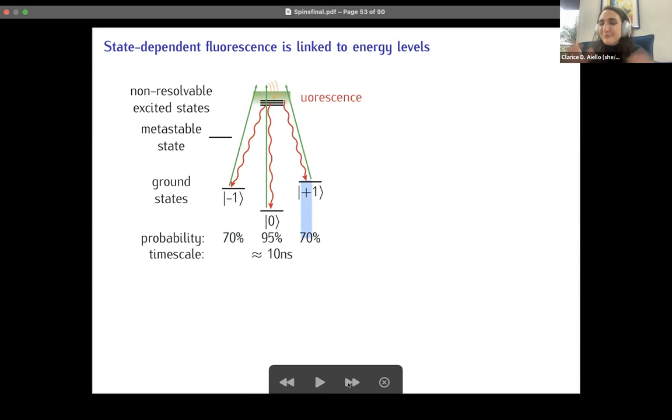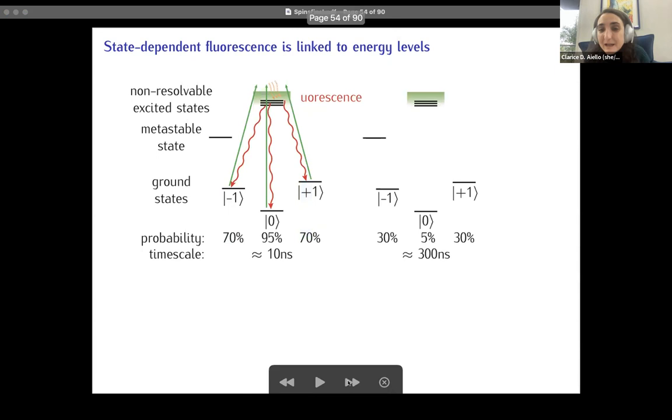It turns out that in 30% of the cases if you start in states -1 and +1, and in 5% of the cases if you start in state zero, if you shine light onto this state, instead of decaying back via fluorescence, it decays back to the ground state not via light emission, but by something called phonon-assisted decay.